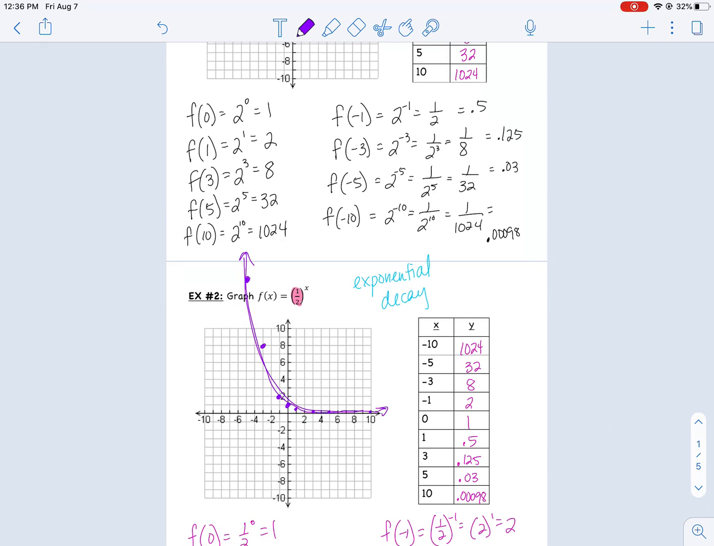Let's talk about in the next video what happens when I start to add or subtract numbers maybe next to my exponent or maybe behind my equation or in front of my equation. Either way, what do you think that does to my exponential growth or my exponential decay function?